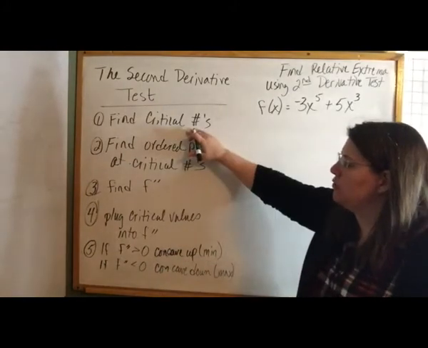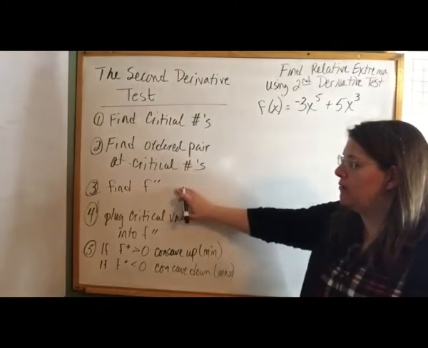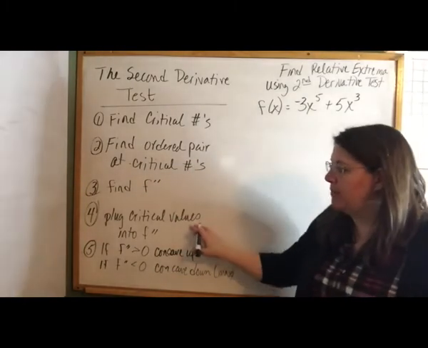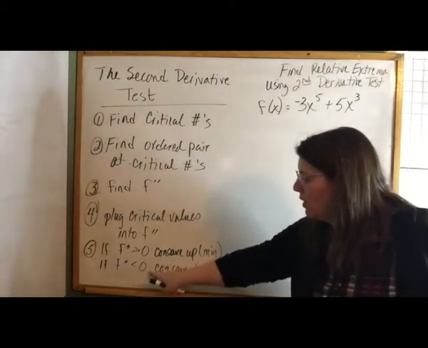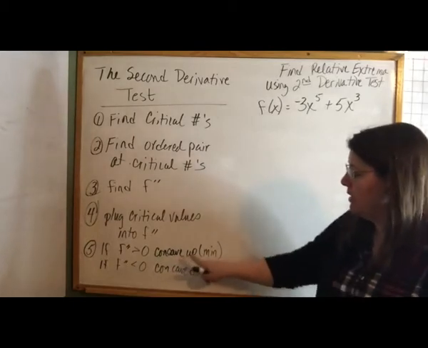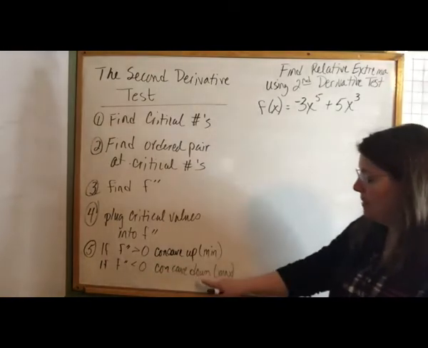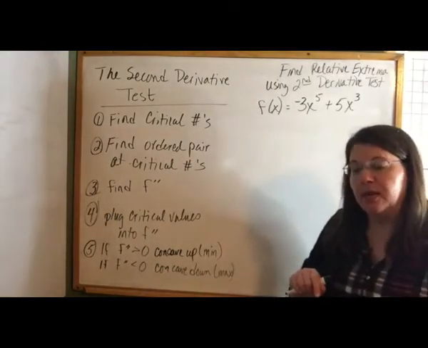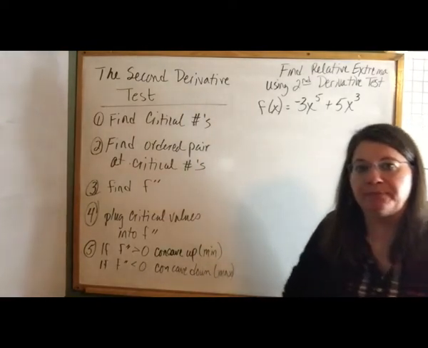First, you're going to find the critical numbers. You're going to find the ordered pairs at those critical numbers. You're going to find f double prime. You're going to plug the critical values into f double prime. And then you're going to determine if f double prime is positive or negative. If f double prime is positive at your critical number, then you have a minimum. If f double prime is negative at the critical number or critical value, you have a maximum. So go ahead and pause the video, get that down in your notes, and then we'll do an example.